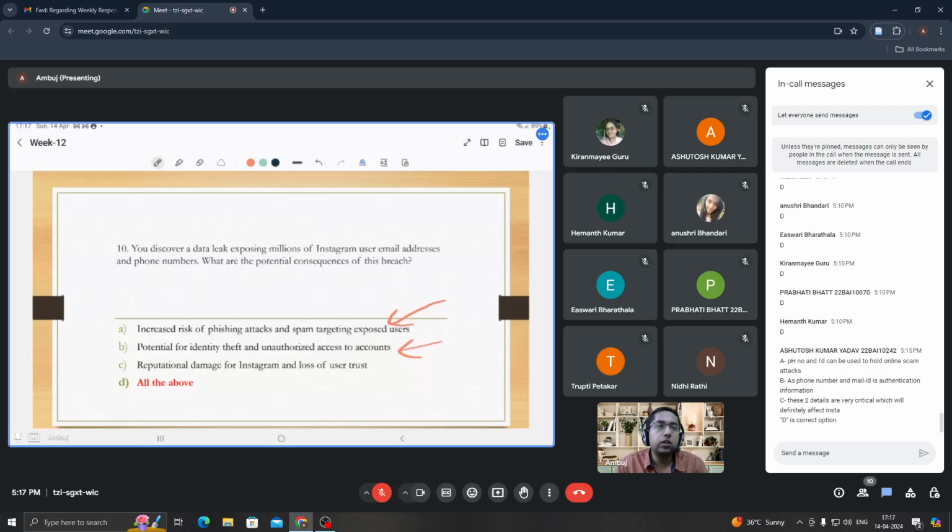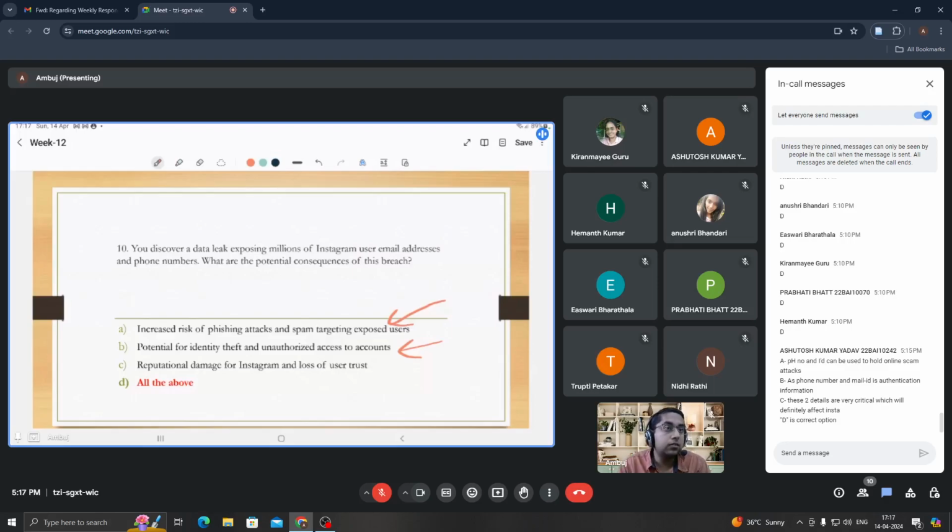For a platform, the reputation matters a lot. Okay. So reputational damage is there and user trust is getting lost. Definitely it is a case. Okay. Each of option would be correct. Yeah, Ashutosh has provided an explanation to this particular question. Yeah, phishing, no, and ID can be used to hold online scam attacks.